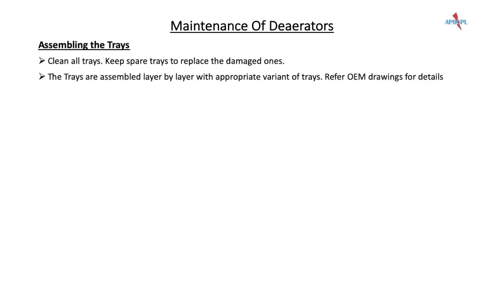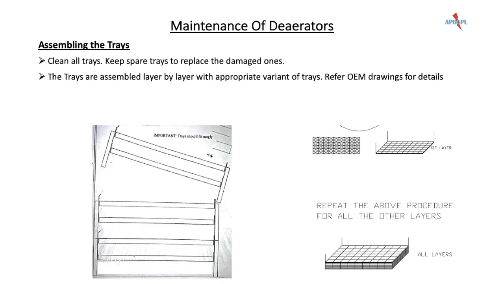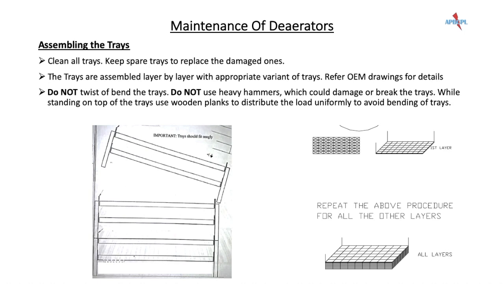Maintenance of Deaerators. The steps for assembling the trays. Clean all trays. Keep spare trays to replace the damaged ones. The trays are assembled layer by layer with appropriate variant of trays. Refer OEM drawings for details. Do not twist or bend the trays. Do not use heavy hammers, which could damage or break the trays. While standing on top of the trays, use wooden planks to distribute the load uniformly to avoid bending of trays. After completion of the tray assembly, place the holding down bars to secure the trays.